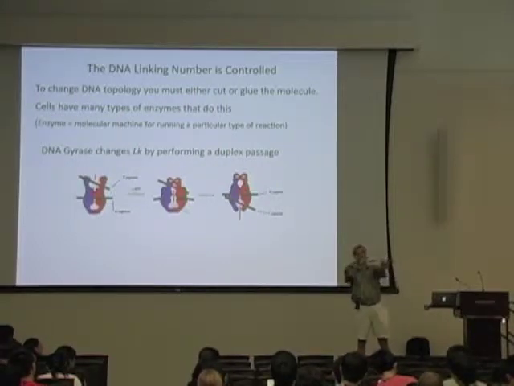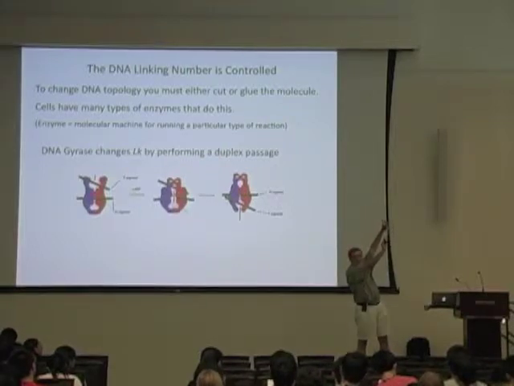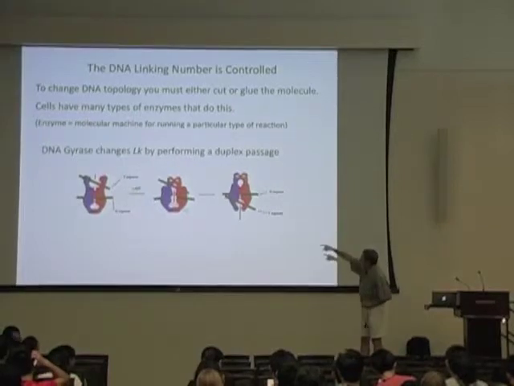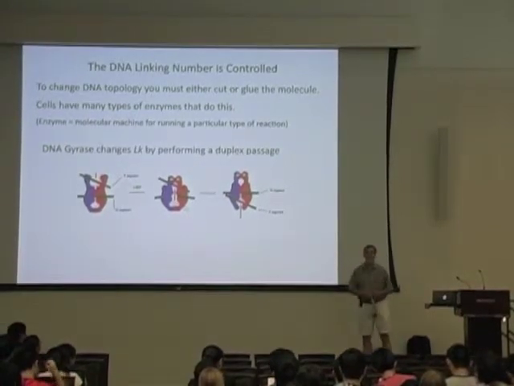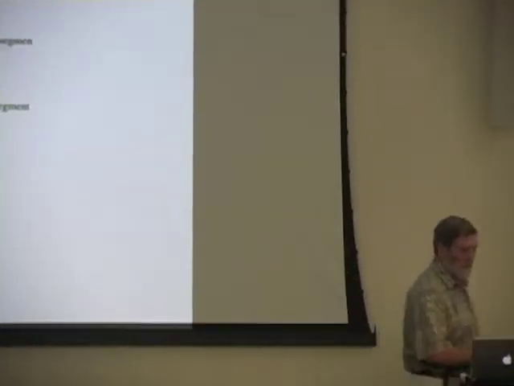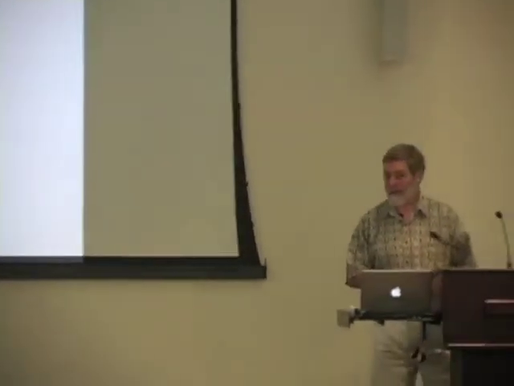And it has linking number 2. See, 2 full turns. So every time you do a double strand passage like this, you change the linking number by 2. So there are enzymes whose function is to regulate the linking number of DNA.